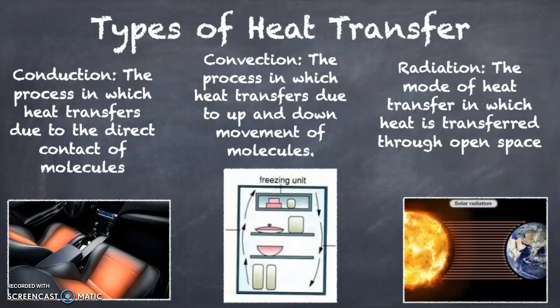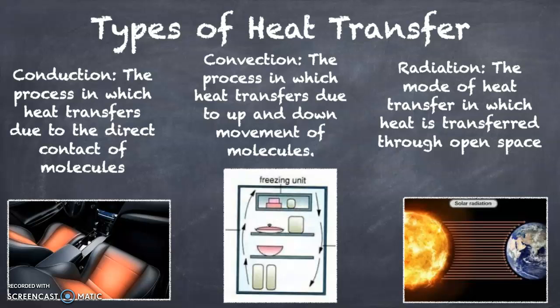The first type of heat transfer is conduction, the process in which heat transfers due to direct contact of molecules. An example would be heated seats. A person feels warm as they are sitting in the seat, and the heat is directly transferred to their bodies.